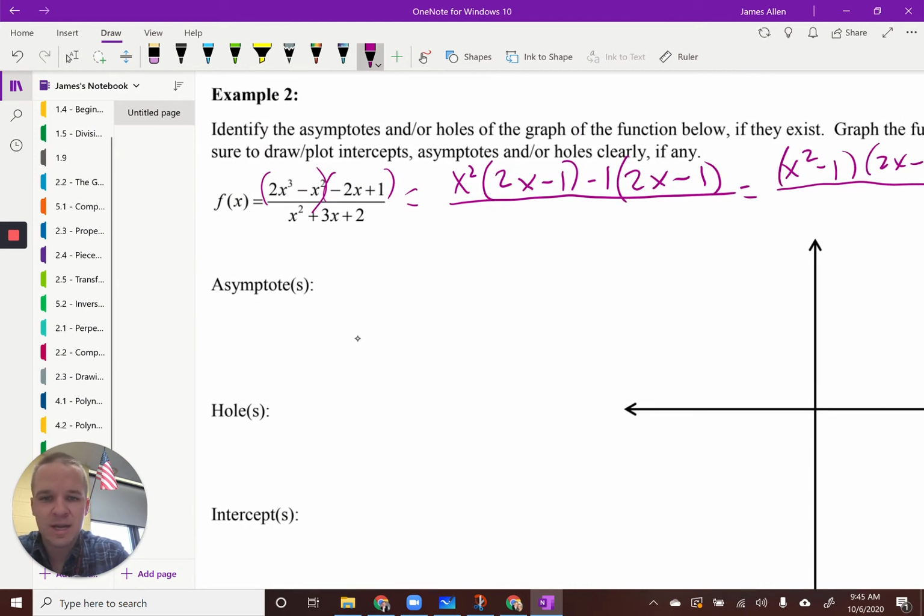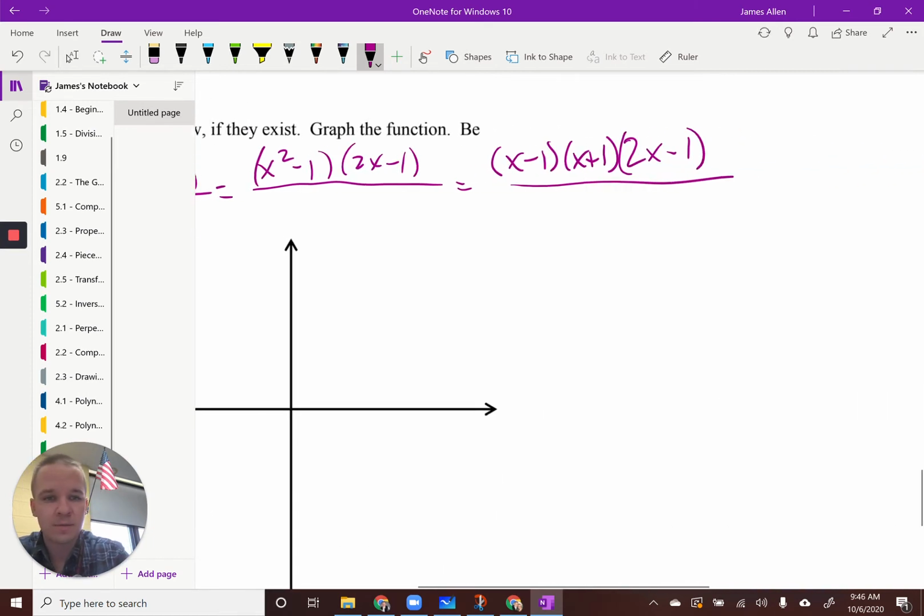Now this denominator here is just x plus 2, x plus 1, isn't it? Multiplies to 2, adds to 3. X plus 2 and x plus 1 do that. I'm going to go ahead all the way over here. X plus 2, x plus 1. Now, I need to simplify if possible.